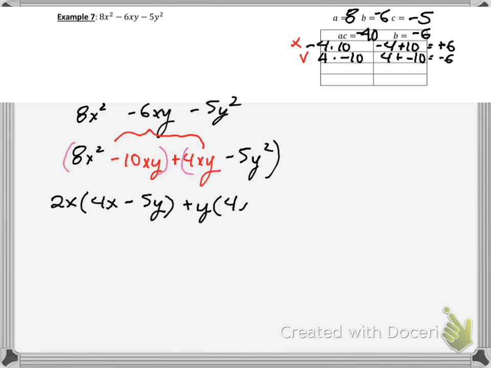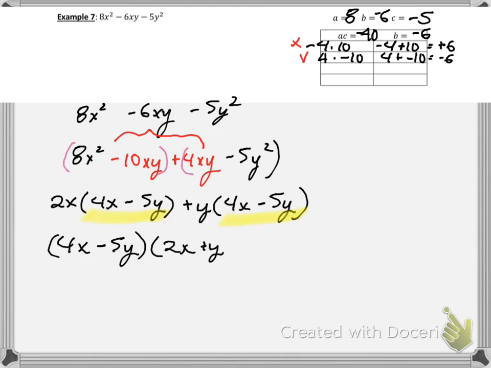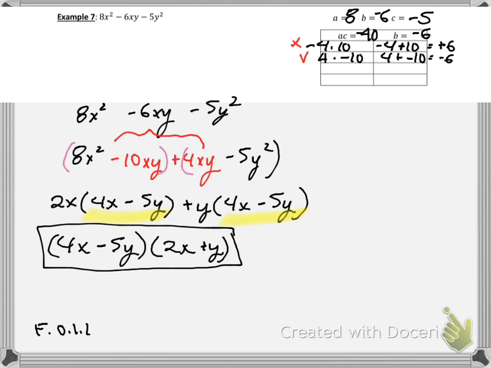So then we have 4x minus 5y. Okay. So note that this term and this term are the same. So we can factor it out, just like you factor out a greatest common factor, because that is the greatest common factor. And then what's left in the parentheses is 2x plus y. Okay? And remember, the beauty of these problems is that you can always FOIL. You can always go back and check your work, right? First, outer, inner, last, and make sure that you did the work properly.